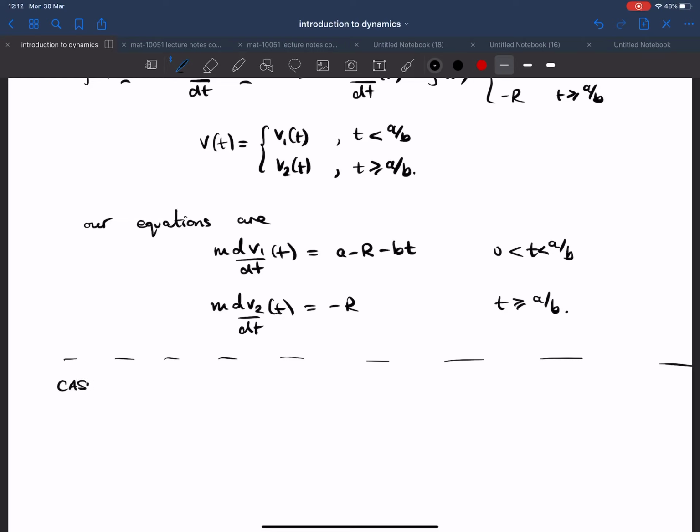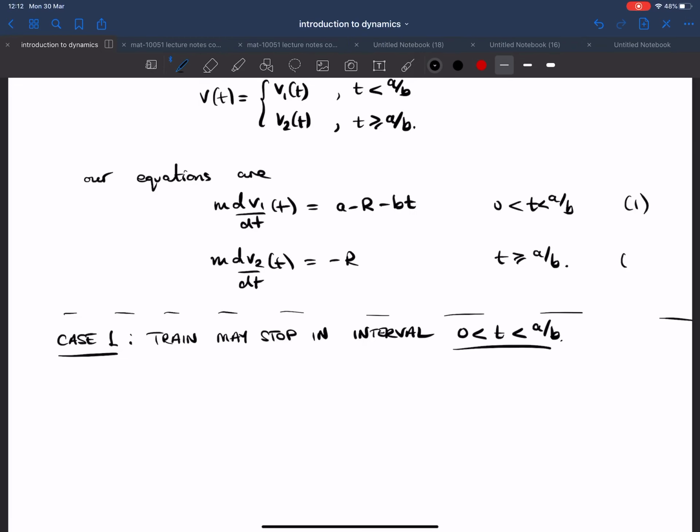Actually, what I'm going to do is split the analysis into two cases. Case 1. This is something separate from what we said above. The train may stop in the interval 0 to a over b. Okay, 0 to a over b. In this case, that's 1, 2.